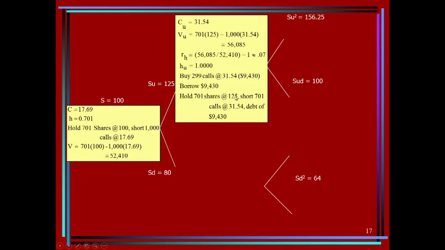Okay, so then the value of your portfolio, is it 11 o'clock? No, right? Okay.